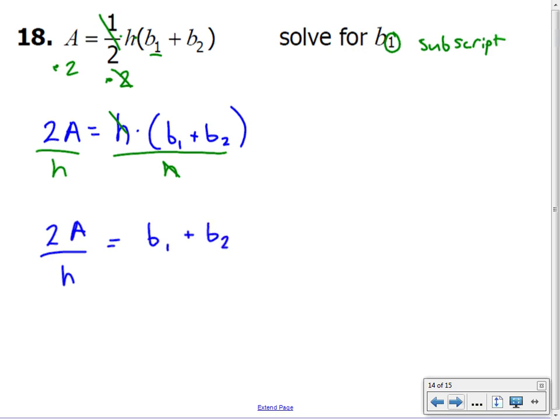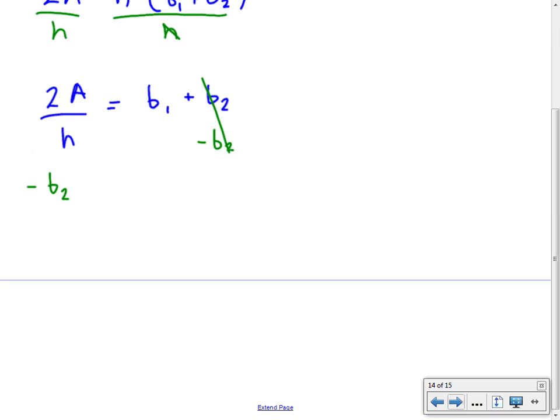Okay, and at this point, if we're solving for b1, all we need to do is subtract b2 from each side. Now, when we subtract b2 from the left side, it's not going to go in the top of this fraction that we have. It's actually going to go next to it because the h is only dividing the 2a. It's not dividing b2, so we can't put it in the numerator of that fraction.